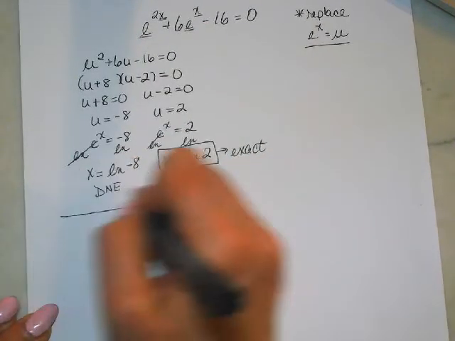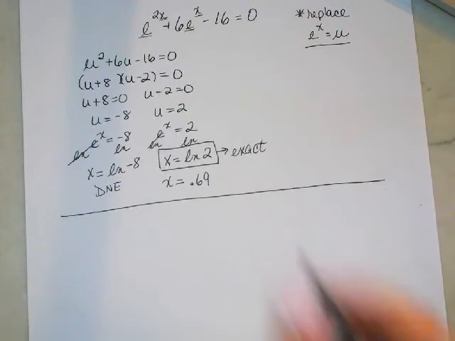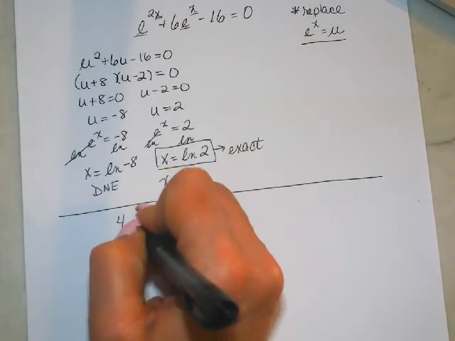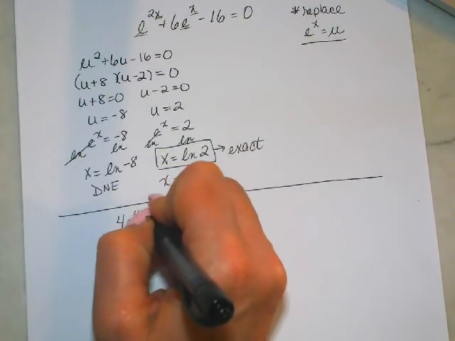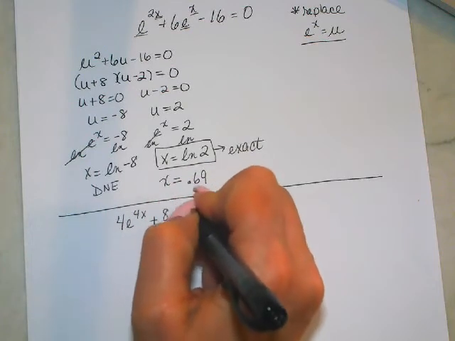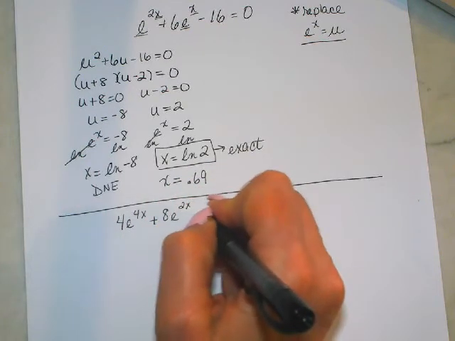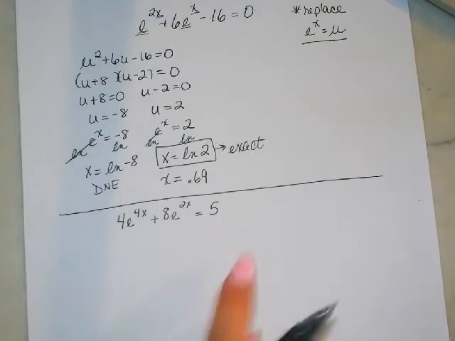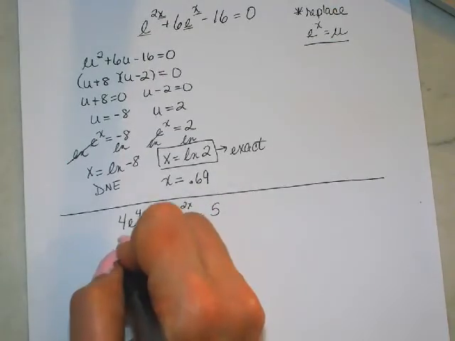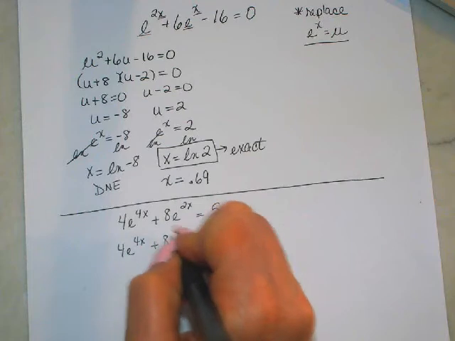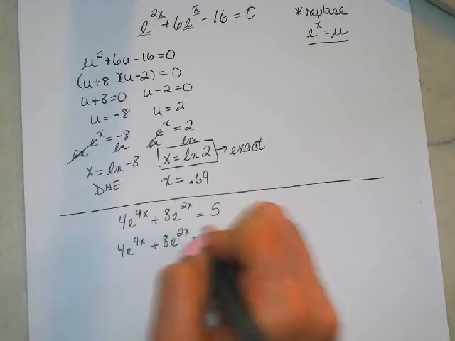So let's try another one. Basically, you're just solving quadratics, and at the end, you're resubstituting. So let's do a little harder quadratic. 4 e to the 4x plus 8 e to the 2x equals 5. First of all, it doesn't equal 0, so I'll bring the 5 over. It's harder to say these than actually do them.